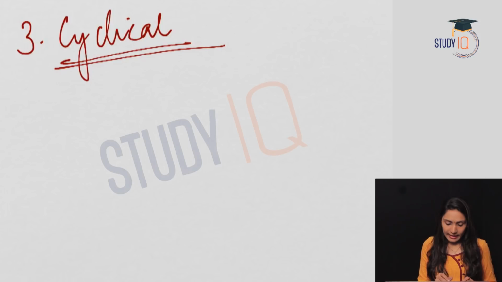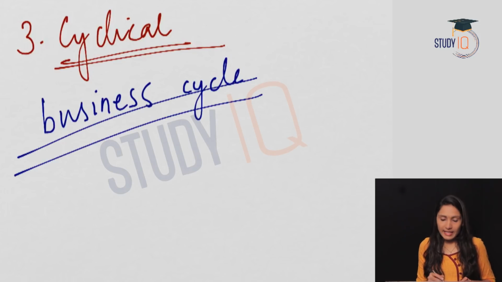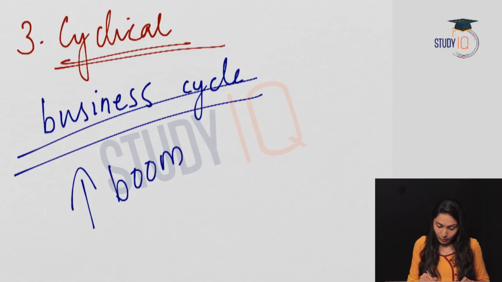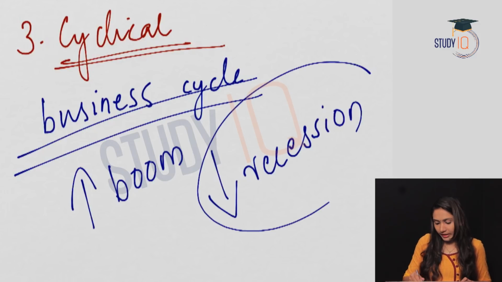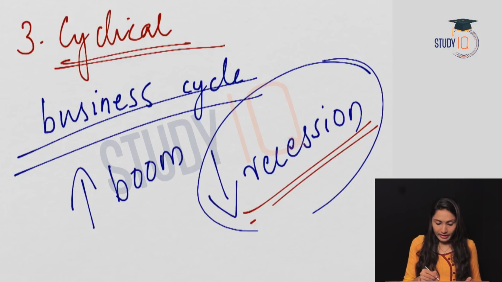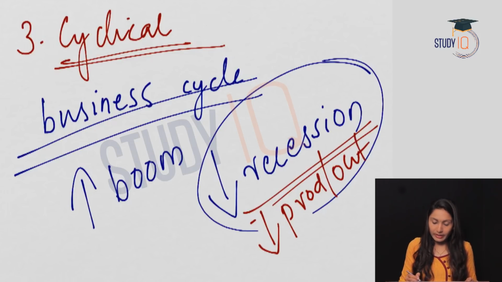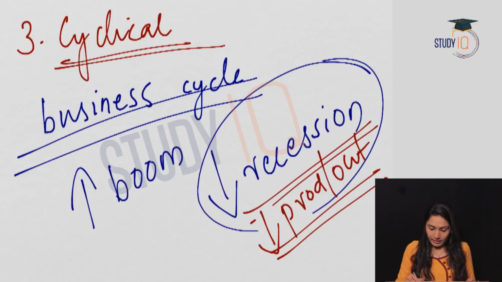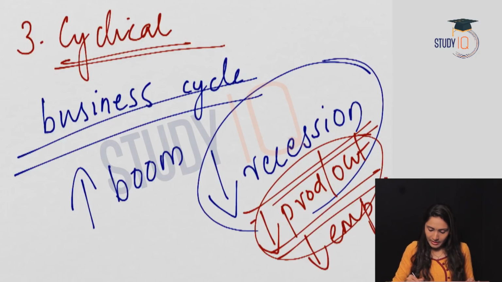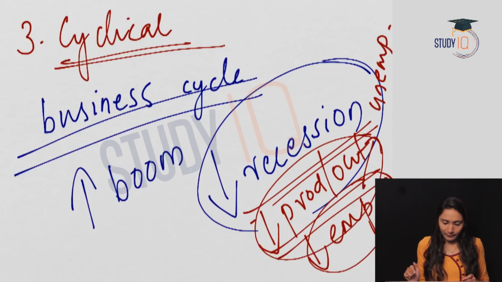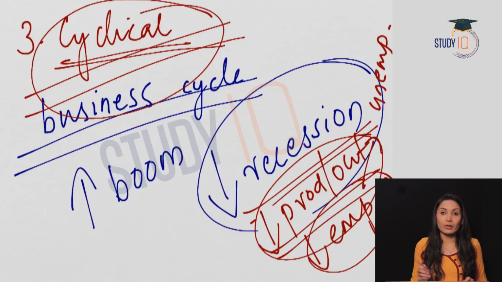The next type of unemployment is cyclical unemployment. This is related to the business cycle. In a business cycle, there is a boom period, and there will also be a recession. During recession, what will happen? The rate of production or output will come down because there is lesser demand in the economy. So production and output will come down. This will lead to lesser employment and unemployment in the economy. So recession can lead to unemployment. This is how cyclical unemployment occurs in an economy.